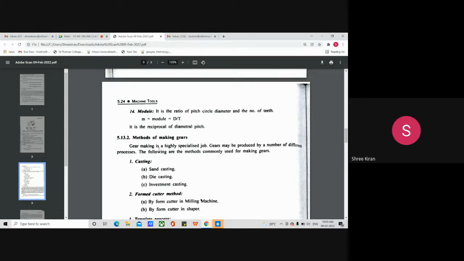That was the nomenclature of gear tooth. Now we will start with the methods of making gears.